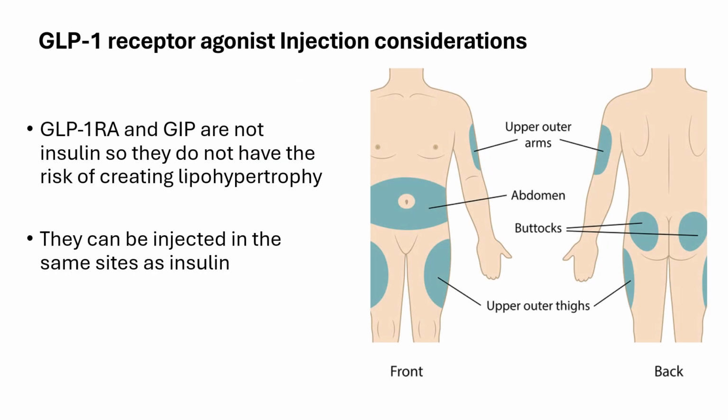And GLP-1 receptor agonists, Ozempic, Mounjaro, Zepbound, Wegovy, all of the other obesity-related ones, they're not insulin, so they don't have the same risk of creating lipohypertrophy, but they can be put in exactly the same places that insulin can be put. And because they're only injecting once a week, there is much less chance of any issues there as well.